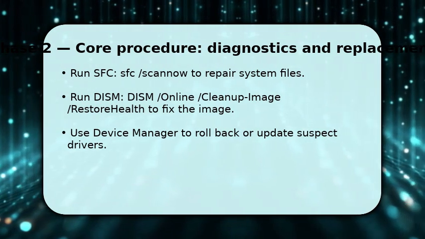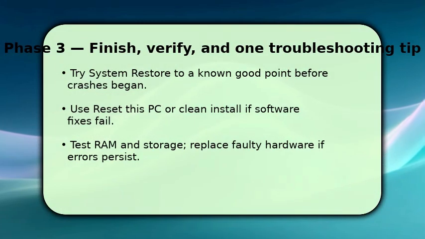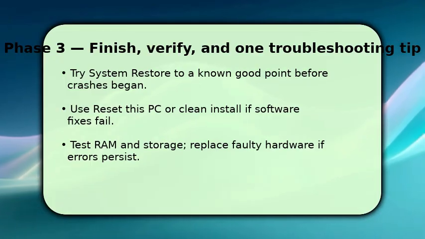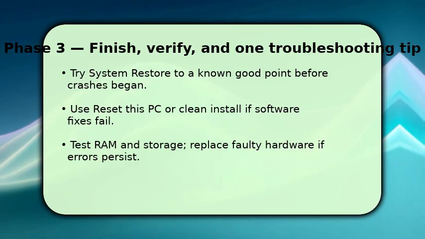If software repairs fail, use System Restore to revert to a stable point. Make sure the restore date predates the first blue screen. If that does not help, choose Reset this PC with Keep Files or perform a clean install after backing up.